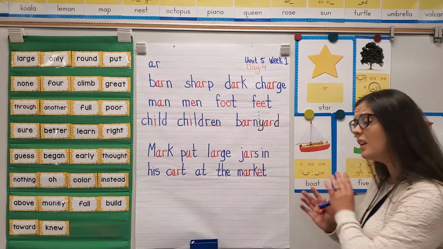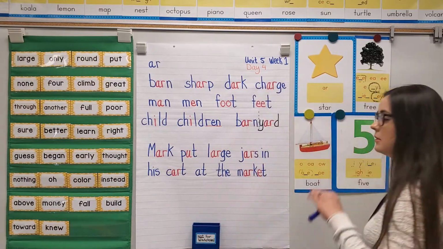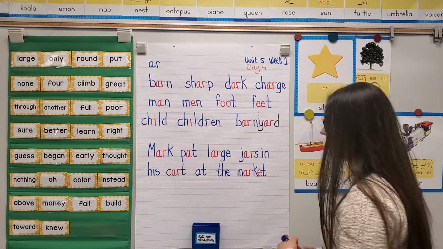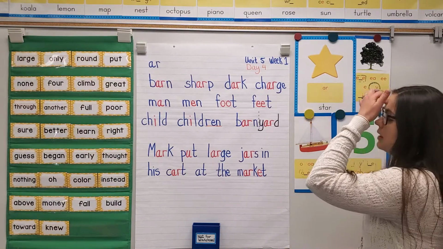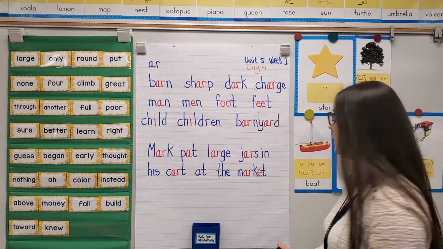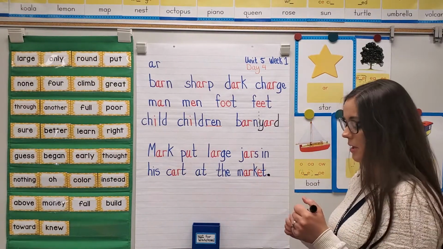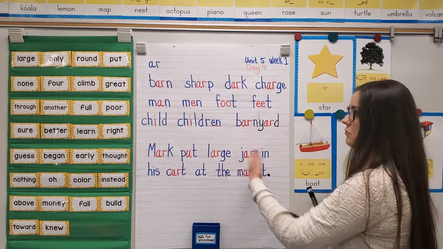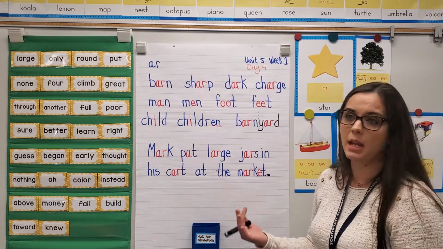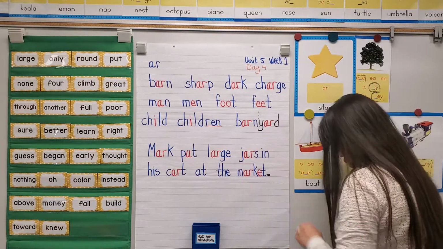Excellent. And we have kind of a long sentence here. All right. So of course, punctuation is what we need. So Mark put large jars in his cart at the market. That sentence would probably just have a period. It's just telling what Mark has done. So Mark is shopping, and that's what he shopped for. Maybe he shopped for some mayonnaise or some pickles or something. Things that were in large jars.